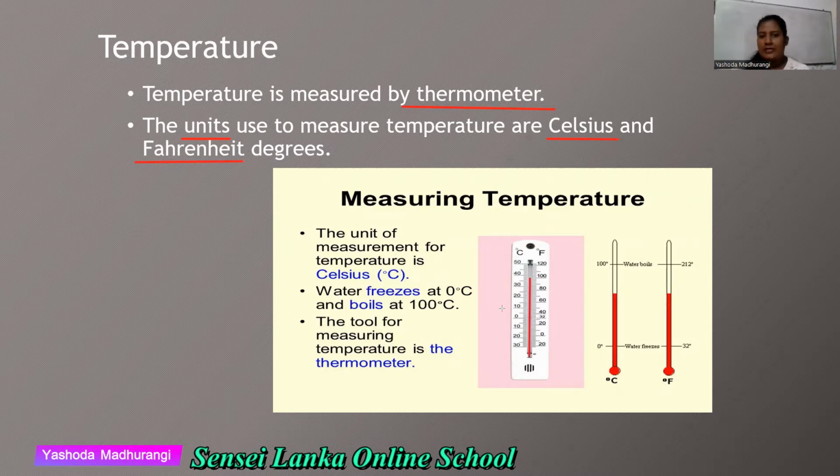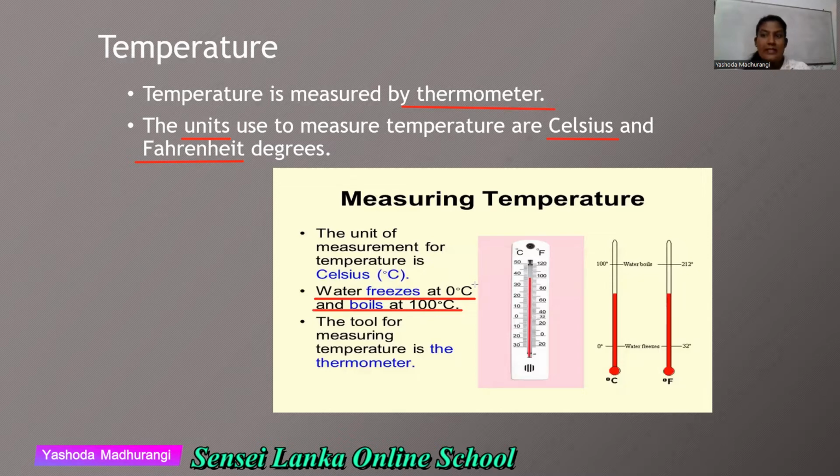So, Pute, look at this. Water freezes at 0 degrees Celsius and boils at 100 degrees. When the temperature is 0 degrees, water freezes. When the temperature is 100 degrees Celsius, water boils. Very hot. So, Pute, you can look at the instrument that we use to measure temperature on the screen.